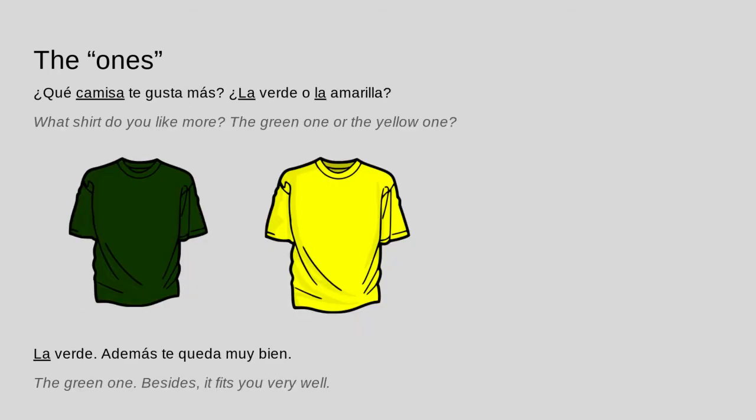A second example. ¿Qué camisa te gusta más, la verde o la amarilla? This question is asking, what shirt do you like more, the green one or the yellow one? In this case, we used la to represent camisa. Don't forget about adjective agreement. It still applies. So that would make sure that the word amarilla agrees by having an A on the end.